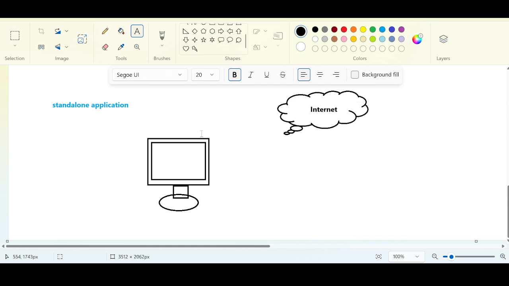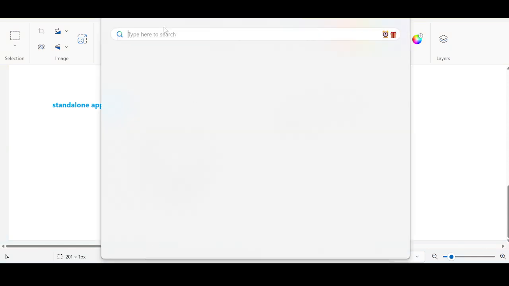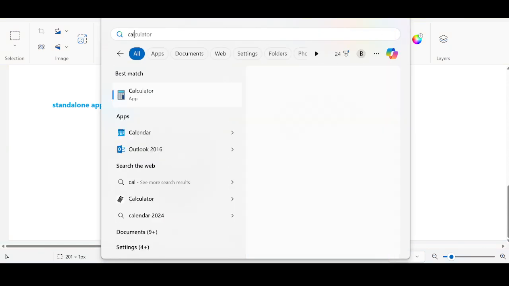Okay, this is your computer. Computer should have CPU. Okay, you have CPU. In your computer, you have many applications, yes or no? Okay, you have Windows, you have the notepad, you have the calculator. Let us see my computer. Let us see this. So I can open calculator, right?